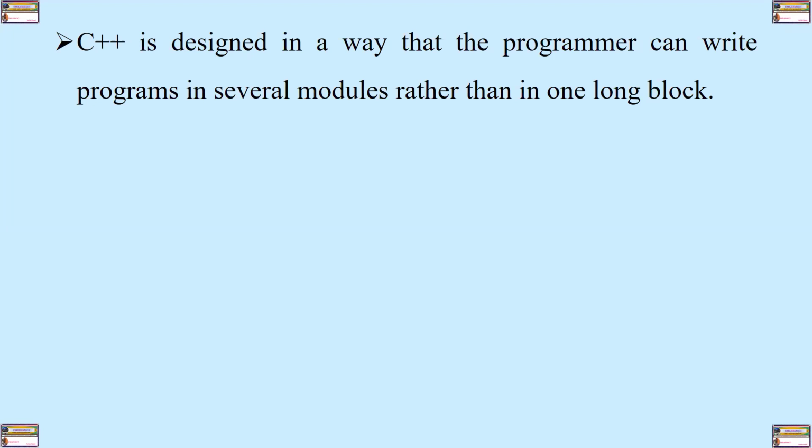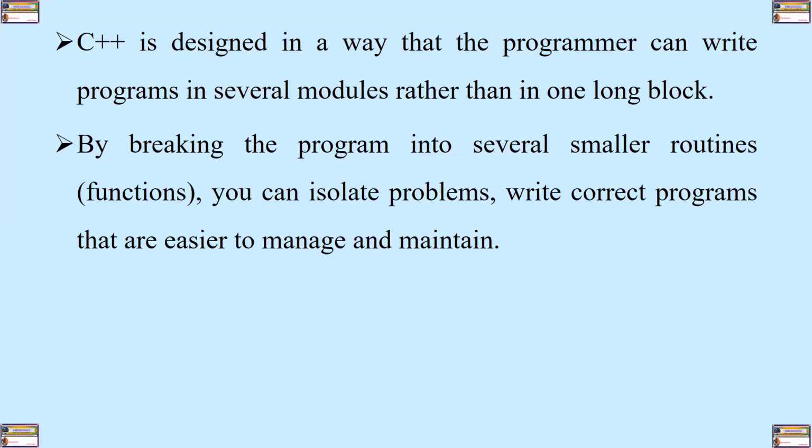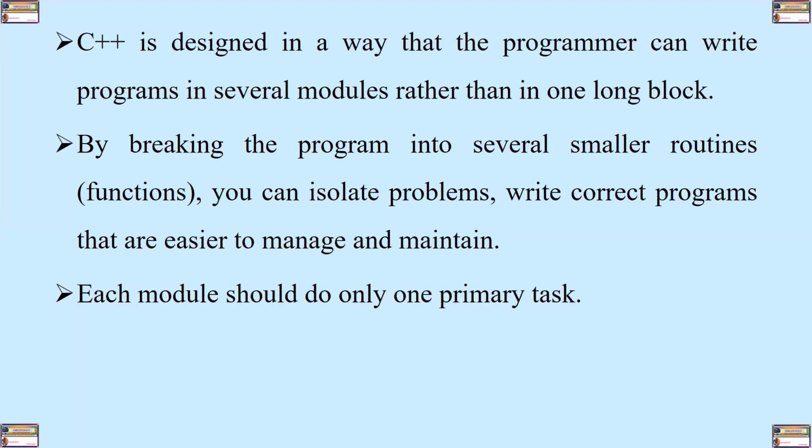C++ is therefore designed in a way that the programmer can write programs in different modules rather than in one long block. By breaking the program into several smaller routines, which we call functions, you can isolate problems and write correct programs that are easy to manage and maintain. For this case, each module should do only one primary task.